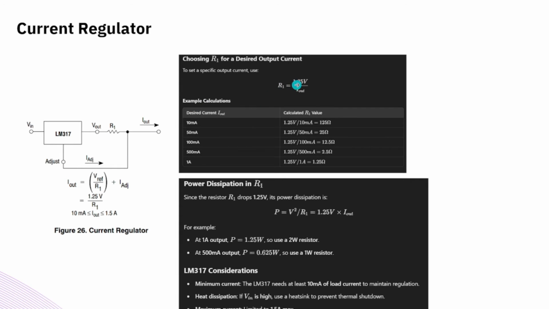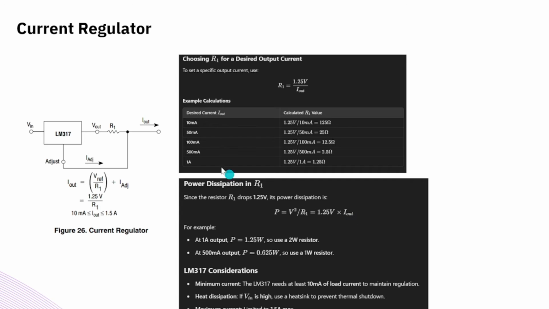So R1 becomes 1.25 volt by I out. If you want, let's say, 10 milliamps of current, then you can use a 125 ohm resistor. If you want 100 milliamps, you can use a 12.5 ohm resistor in place of R1. And if you want 500 milliamps, you can use 2.5 ohm. Now in terms of rating the value, we will be able to select based on whatever current we need. But in terms of power, power equals V squared by R, so this becomes 1.25 volt into I out.